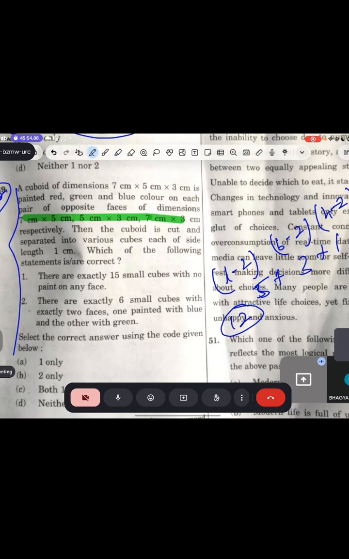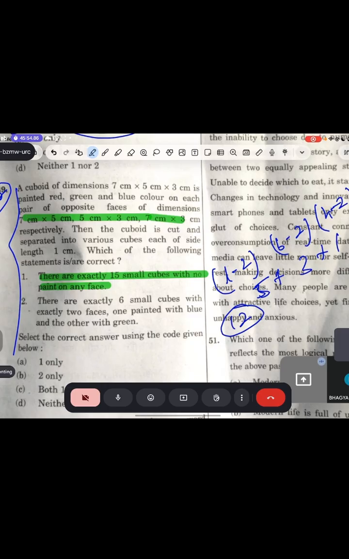See, they have already asked one question from the cube. Now they're asking a question from the cuboid. It means UPSC loves this topic, guys, please prepare this topic. I know the formula again. What is the first statement? There are exactly 15 small cubes with no paint on any face.